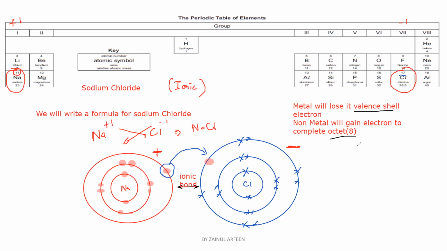I'll give another example as well. We don't have to transfer 8 electrons. We have to transfer electrons so that it becomes octet. Octet means 8 electrons in the last shell. So 7 electrons are already there in chlorine. You can see 1, 2, 3, 4, 5, 6 and 7. So to complete octet, this chlorine only needs 1.